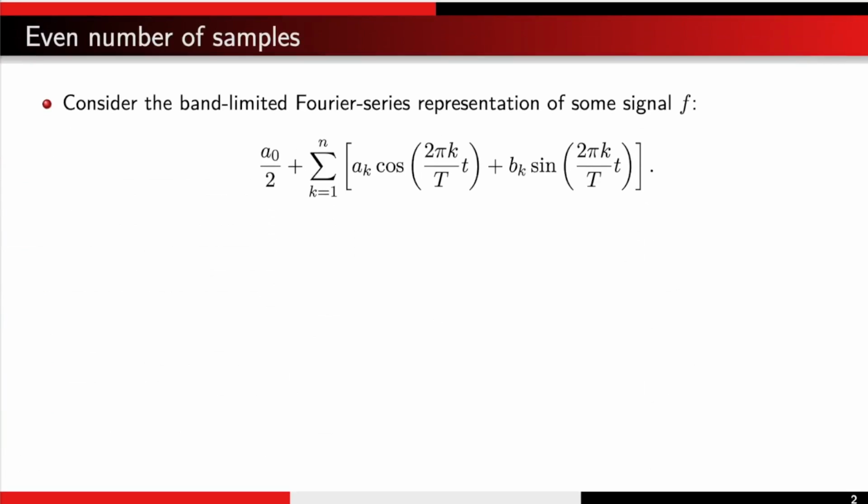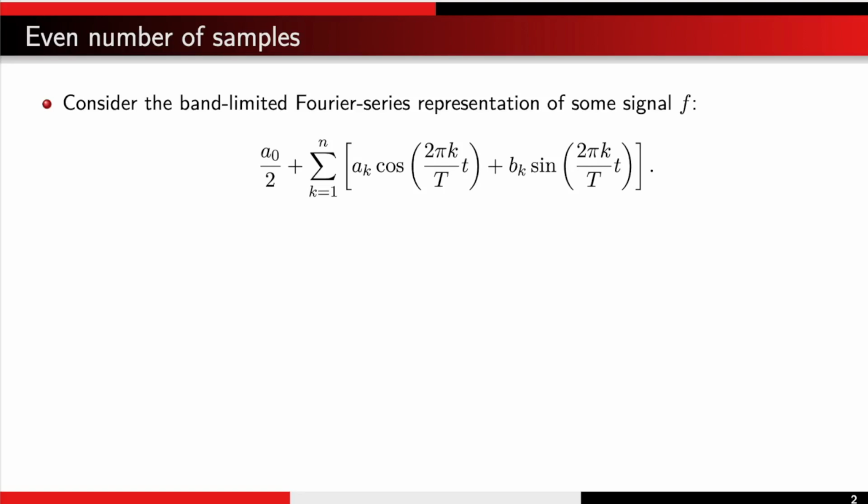This is a quick introduction to fast Fourier transform. Let's consider the band-limited Fourier series representation of some signal f. This representation requires the values of a0, a1 up to an, and b1 up to bn.